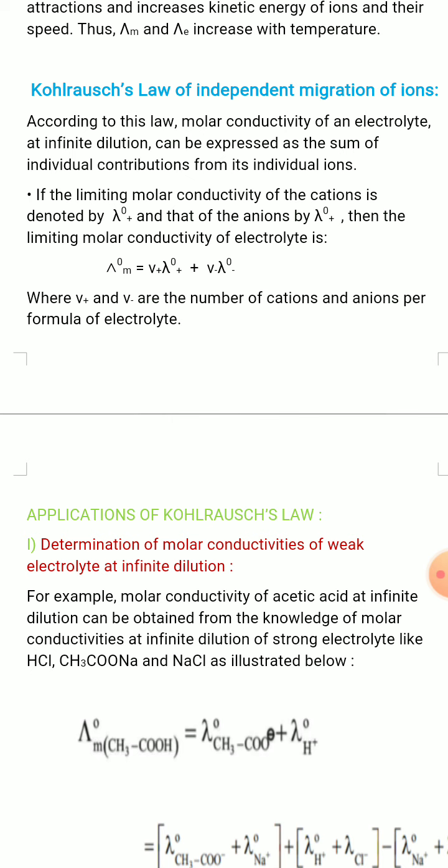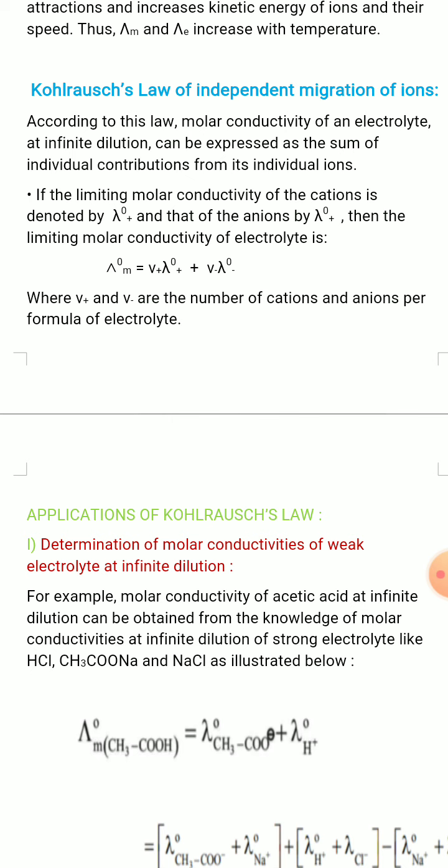Okay, and you can calculate the value of limiting molar conductivity at infinite dilution by using Kohlrausch's law of independent migration of ions. According to this, the molar conductivity of an electrolyte at infinite dilution can be expressed as the sum of individual contributions from the individual ions. That is, the total conductivity at infinite dilution is the contribution from cations and anions produced by ionization of the weak electrolyte.